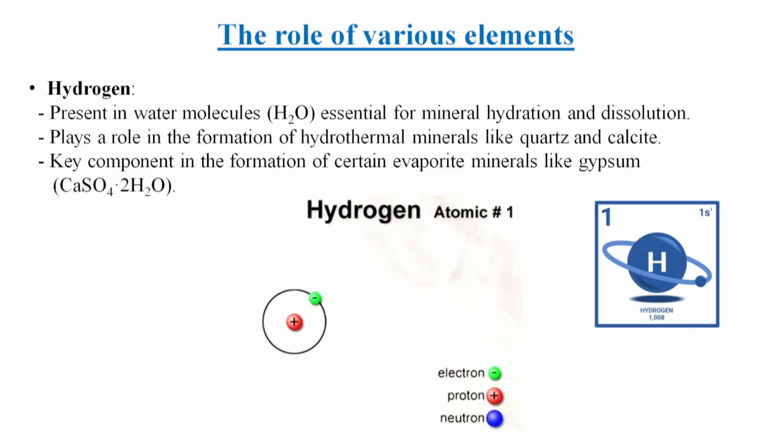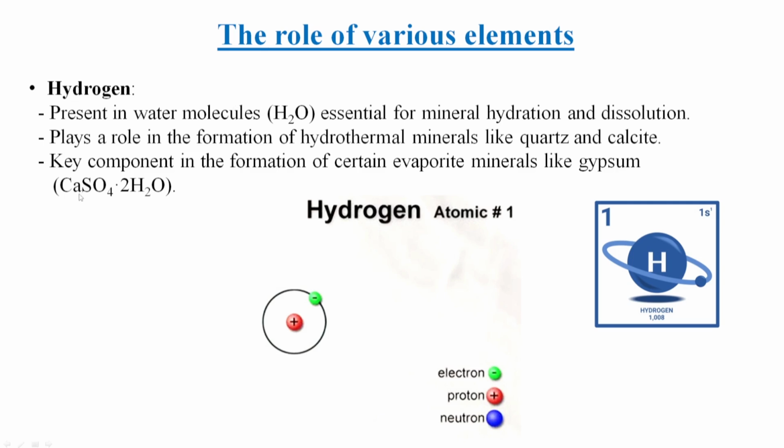To start with the first one, hydrogen as an element. Definitely we all know that hydrogen is present in water molecules, and that is essential for mineral hydration and dissolution. It also plays a role in the formation of hydrothermal minerals like quartz and calcite, and as we know, it is also a very essential constituent of certain evaporites or evaporite materials like gypsum.